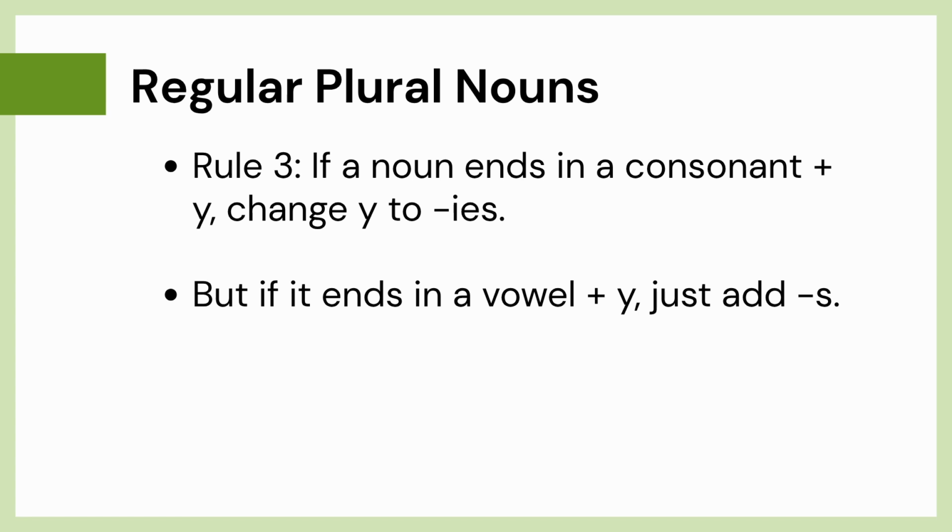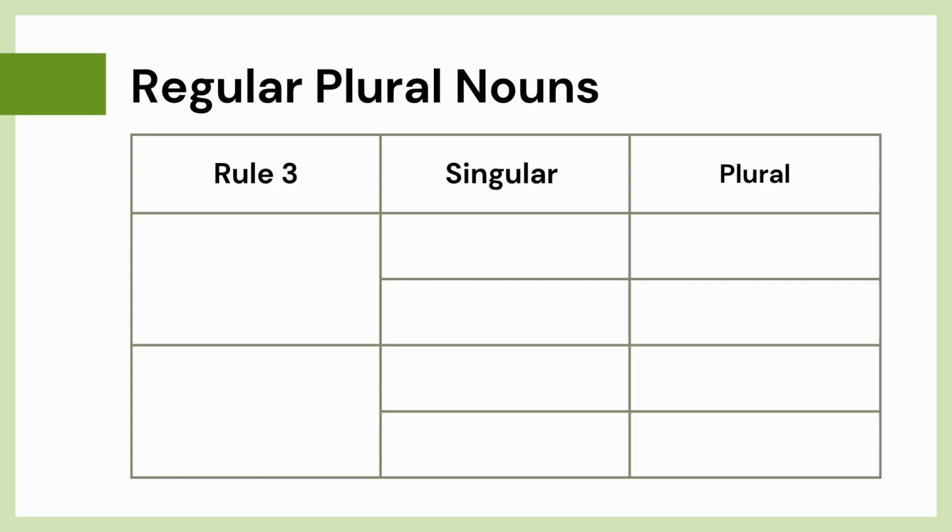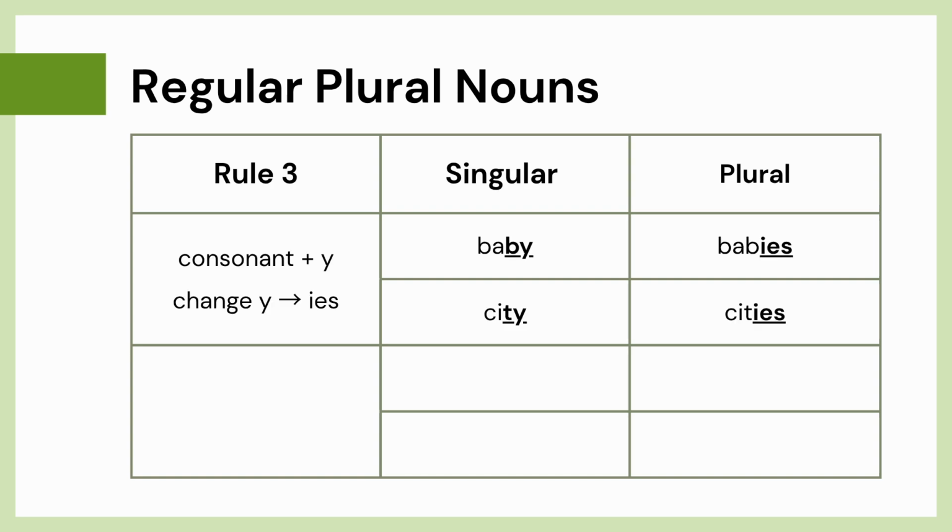Rule number 3. If a noun ends in a consonant plus y, we can change y to ies. But if it ends in a vowel with y, we can simply add s. Let's start with consonant with y. Baby, we have the word b and y at the end. That is a consonant plus y, so we need to change it to ies. It will become babies.